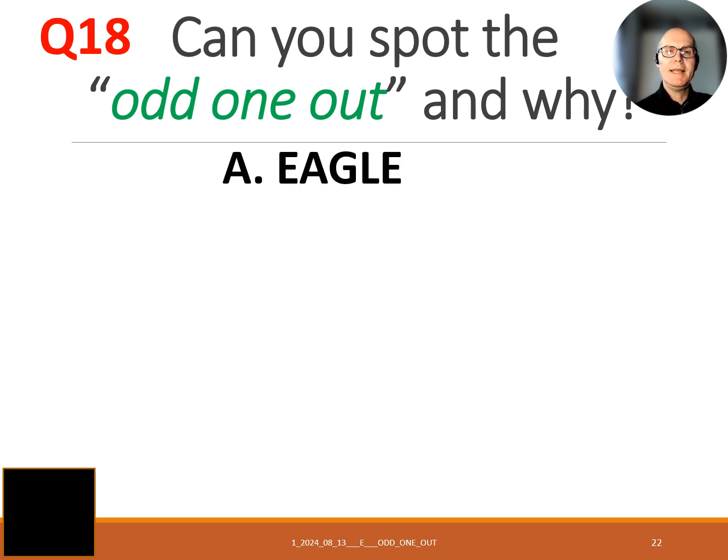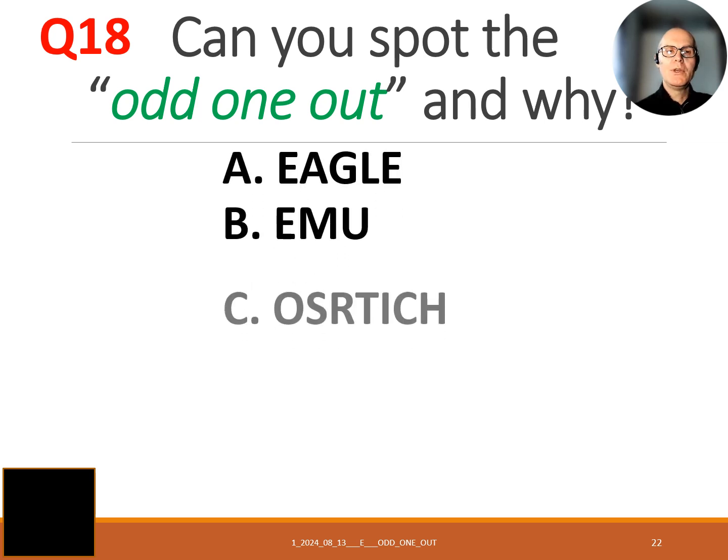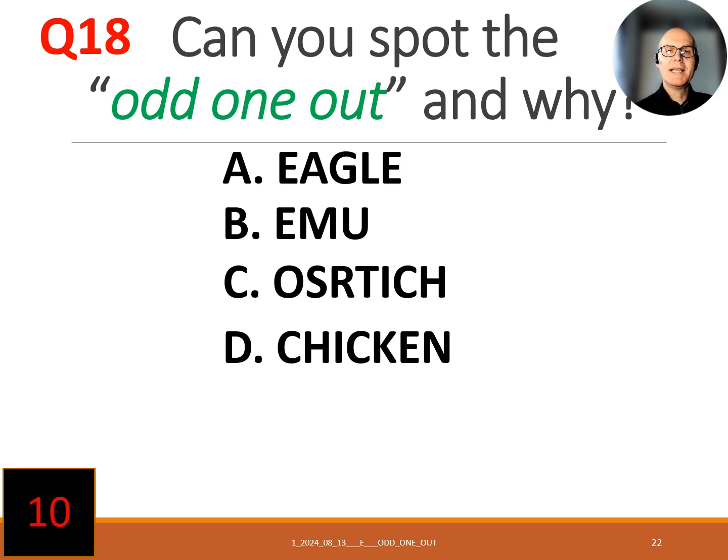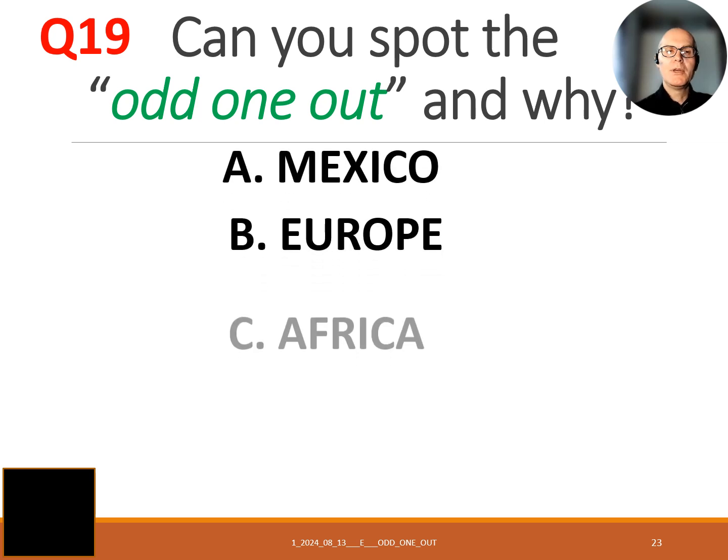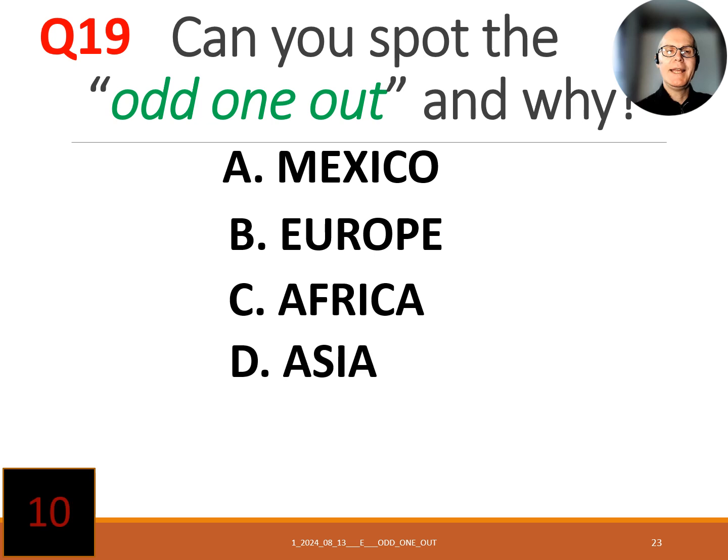Question 18. Eagle, emu, ostrich, chicken. What's the odd one out from these 4 birds and why? Question 19. Mexico, Europe, Africa, Asia. What's the odd one out and why?